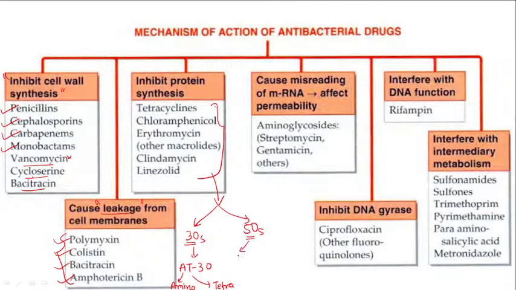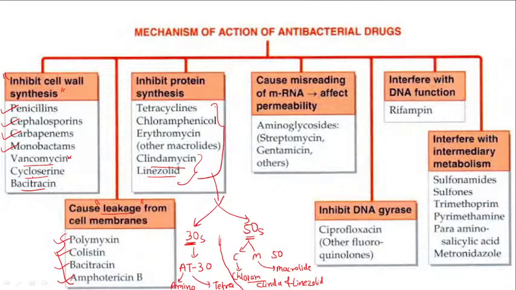50S के साथ क्या है? तो 50S के साथ है CM50. C stands for chloramphenicol, M stands for macrolide, और उसके अलावा 50S में और भी दो आती हैं. ये क्लिंडामाइसिन और लिनेजोलिड. These are the other two agents which also bind with the 50S ribosomal subunit and inhibit the protein synthesis. So chloramphenicol, macrolides, clindamycin, linezolid bind with the 50S, inhibit the protein synthesis, while with the 30S ribosomal subunit we have AT-30, that is aminoglycoside and tetracycline.